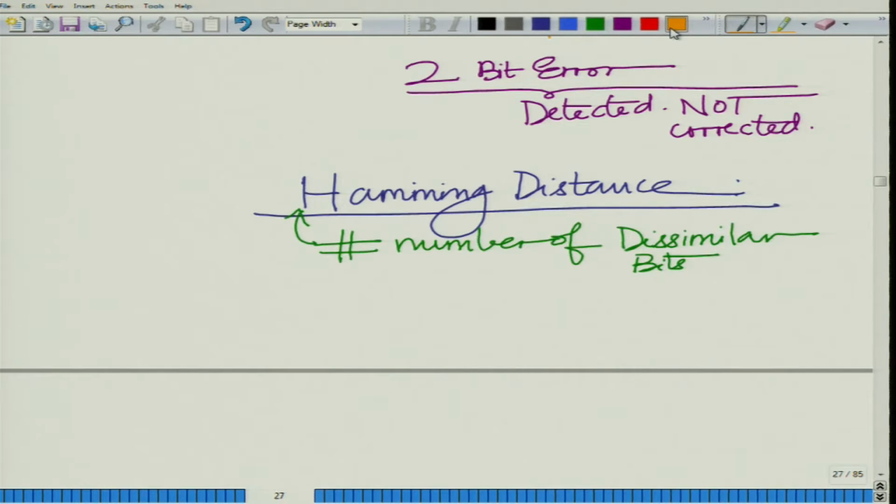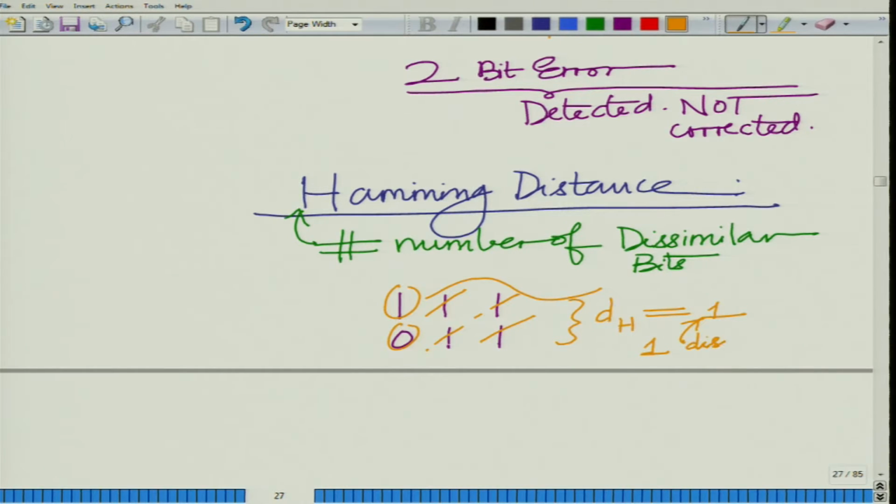For instance, if you look at our transmitted code word 1, 1, 1 with a 1-bit error, the received word has a 0 in one position. So there is a 1-bit difference. These are same, this is different, which implies the Hamming distance dh equals 1. The Hamming distance between the transmitted and received word is 1.